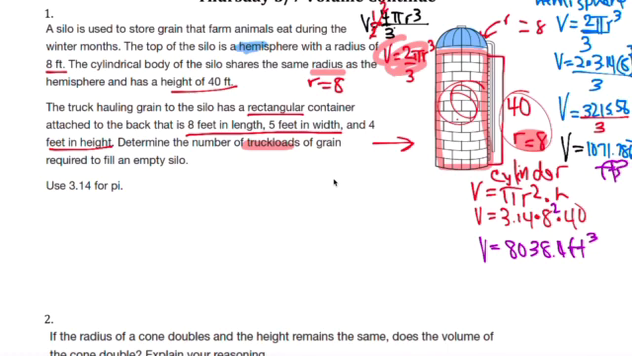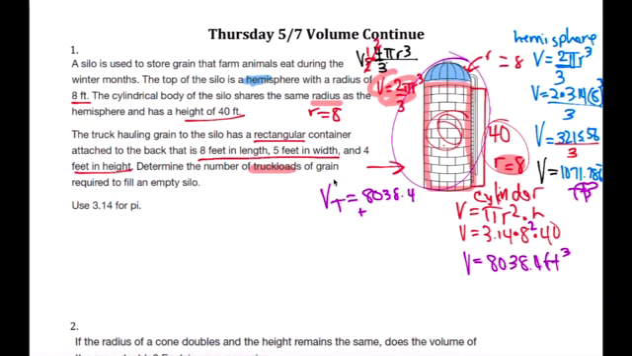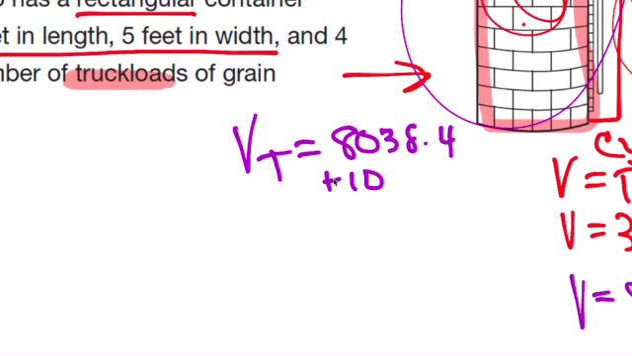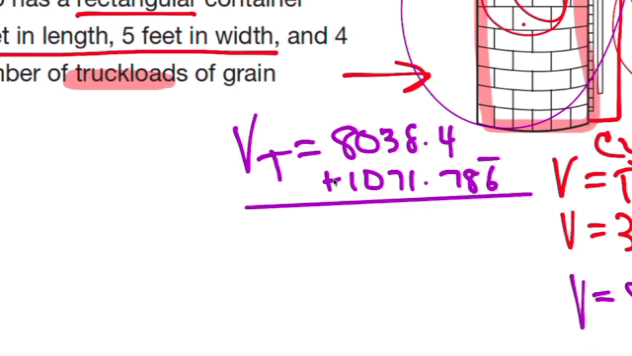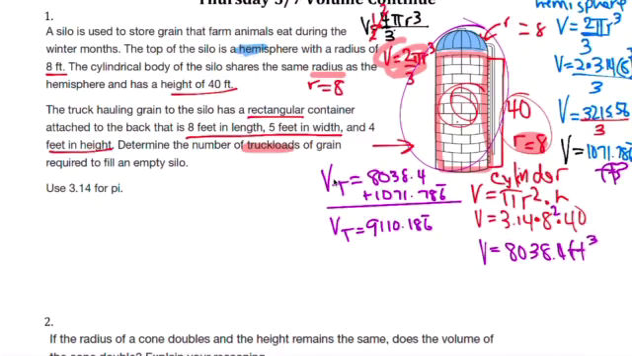So the total volume of this whole thing, you add them up, 8038.4 to 1071.786 repeating. Put it in your calculator. You'll find that the total volume is 9,110.186 repeating. So you take that information and you've got trucks that are going to haul grain and dump it into the silo.